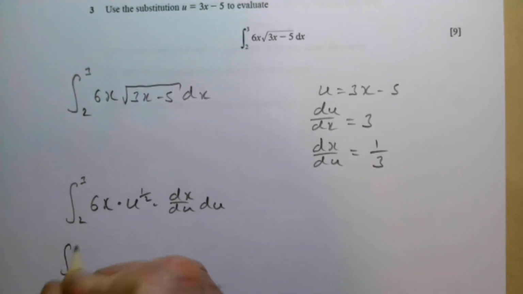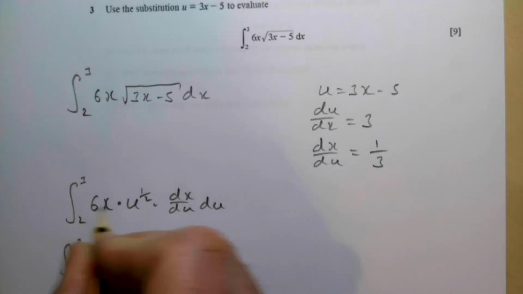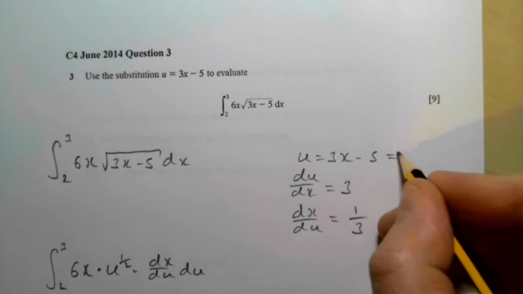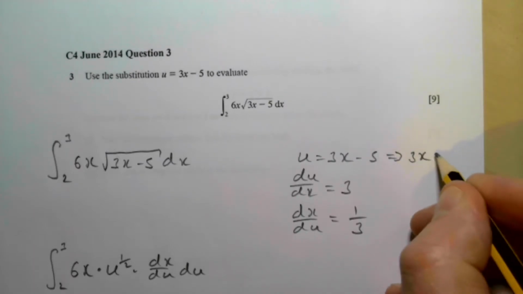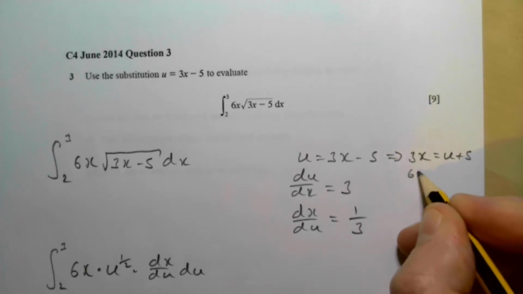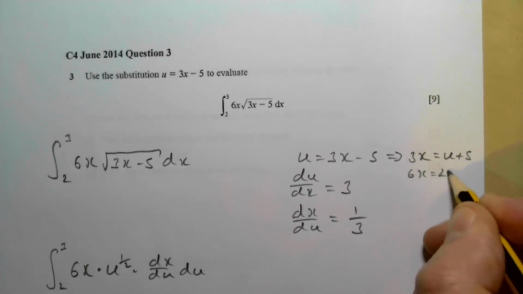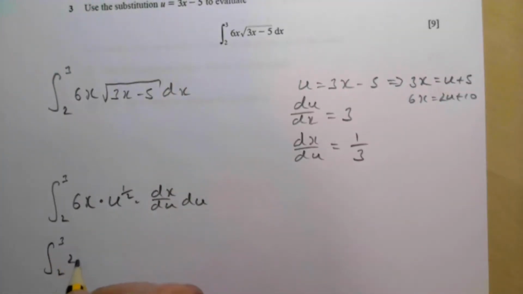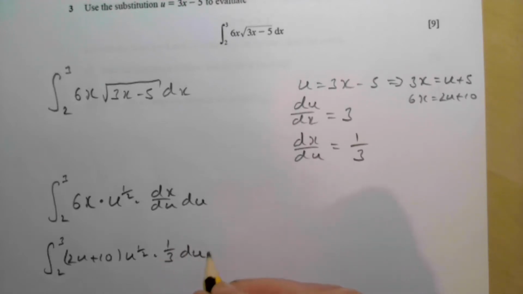So it's going to be the integral between 3 and 2. I need to work out what 6x equals. So I know that 3x equals u plus 5. So I'm happy then that 6x is going to be 2u plus 10. So I can change this then to 2u plus 10 upon u to the power of a half upon a third du.